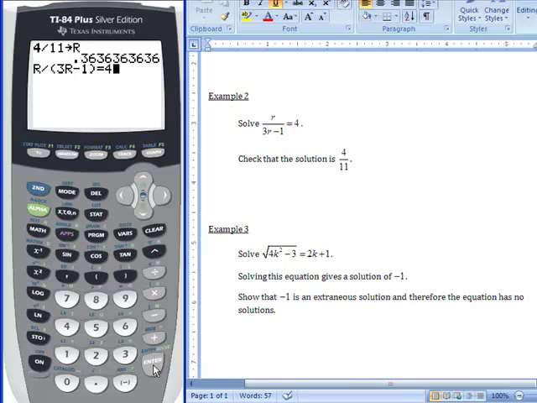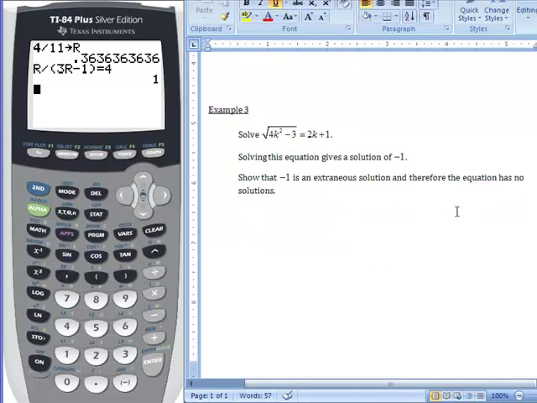Alright, so we've stored 4/11ths into the variable r, and then we've typed in the equation exactly as it appears in the problem, example 2. And now we're going to hopefully get a 1 back, which would mean that this equation is true, and therefore that 4/11ths is indeed a solution. So we'll press enter, and we did get the 1 back. So 4/11ths is a solution to the equation.